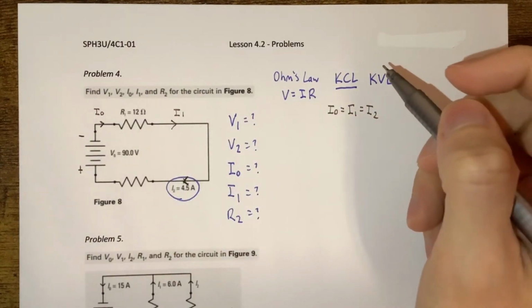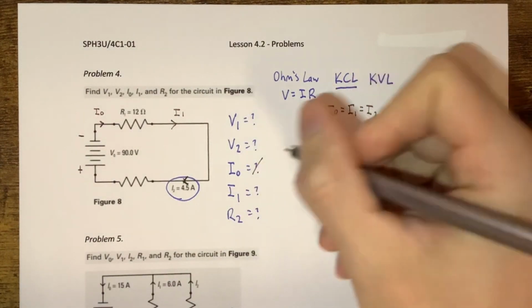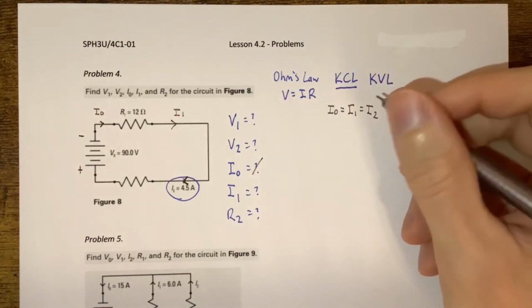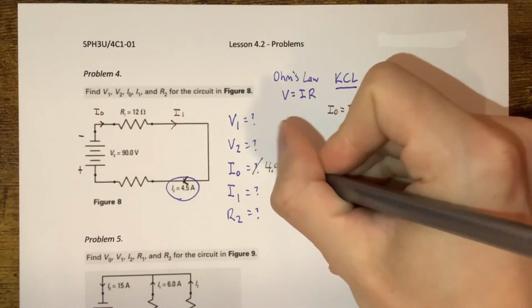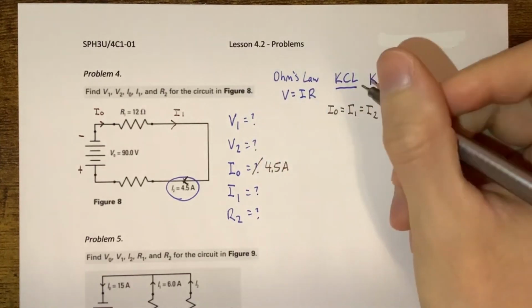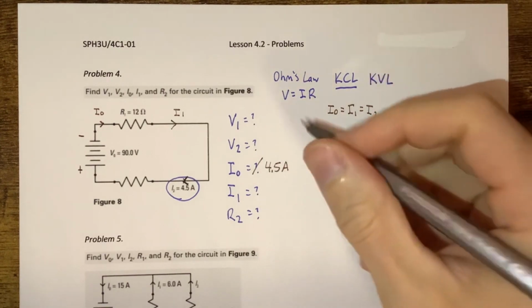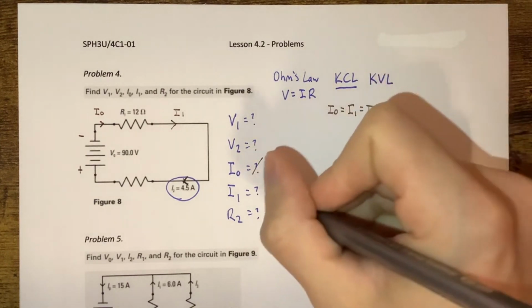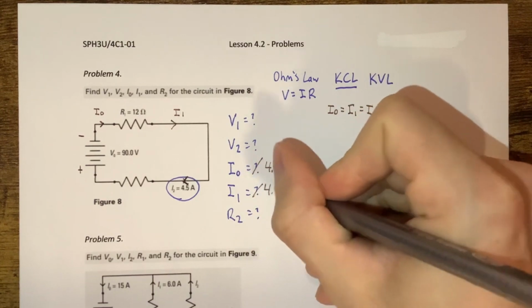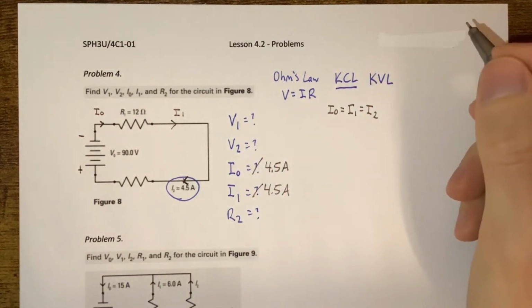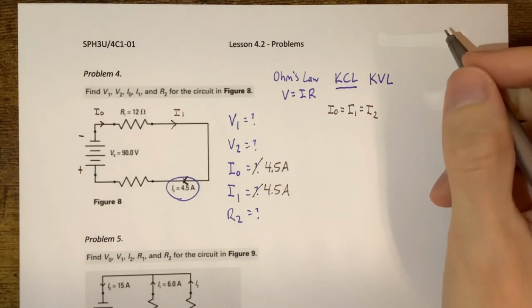Okay, so we immediately know that I naught is going to be 4.5 amps. Okay, and for I1, that's also going to be 4.5 amps. Cool. So that's great.